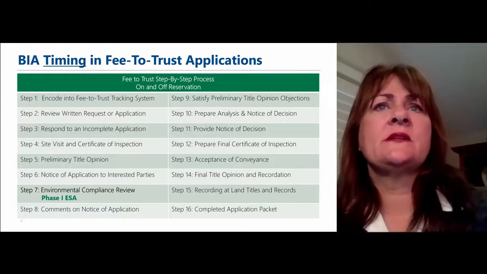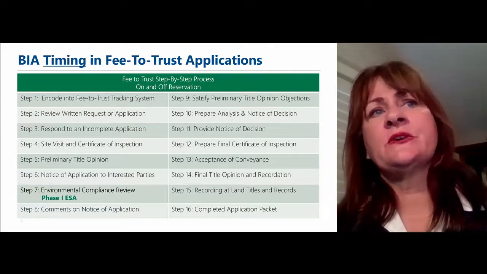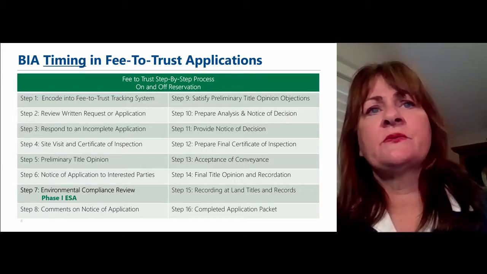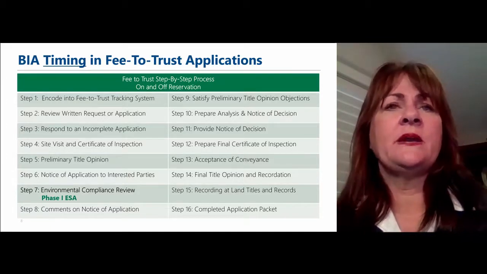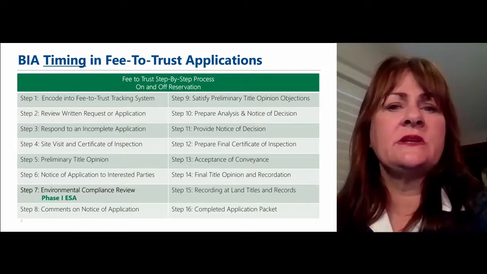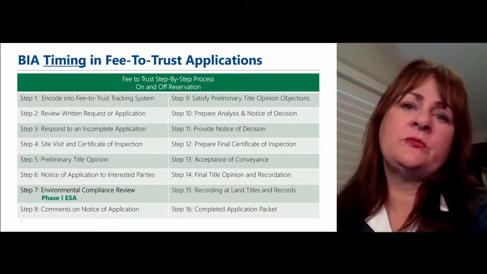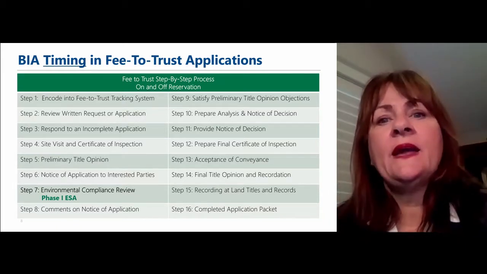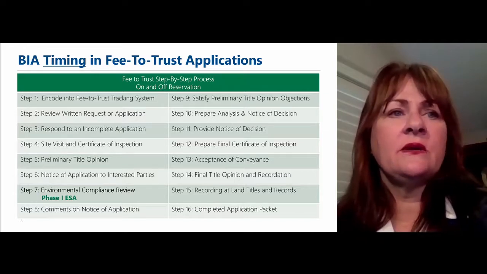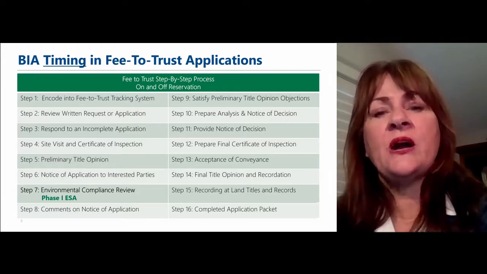And if you look on this slide, you'll see that after a written request or an application comes in, there's a site visit, there's a certificate of inspection, some initial opinions. Then they get to the environmental compliance review piece, which is step 7. And it's only the 7th step out of 16 total steps in the review process.